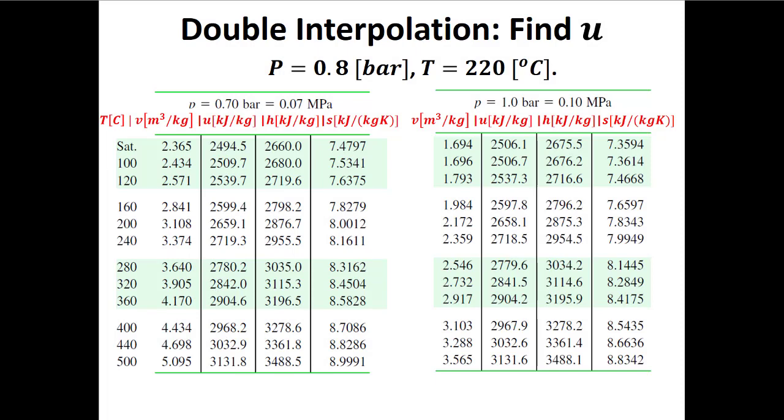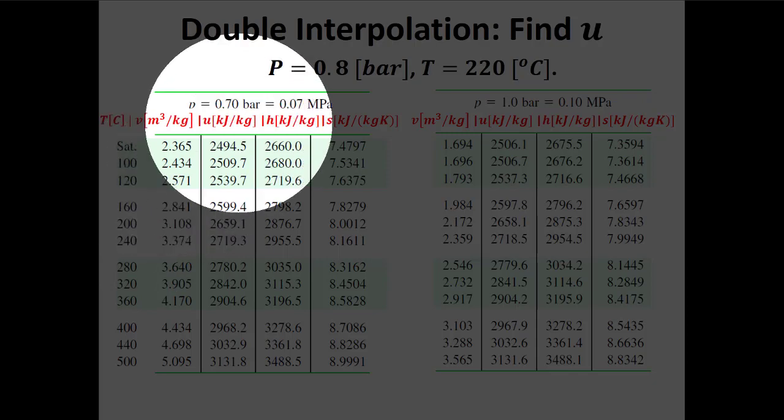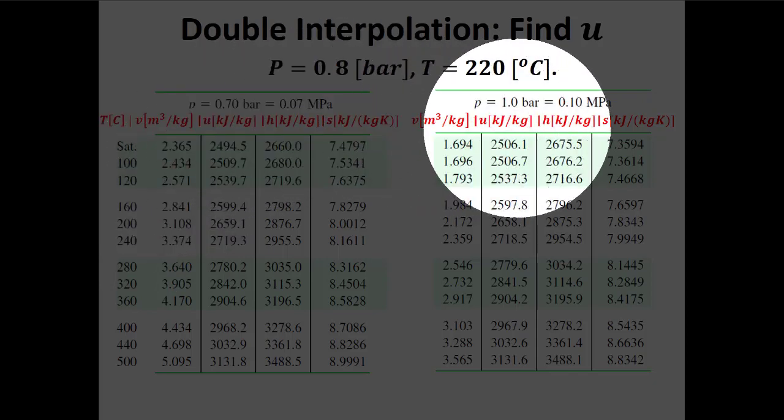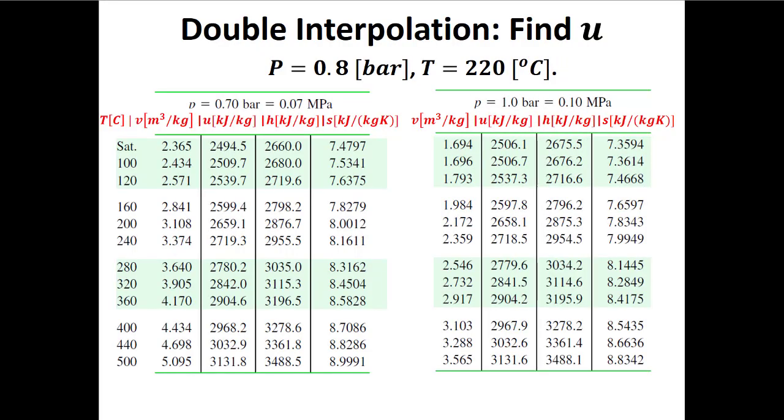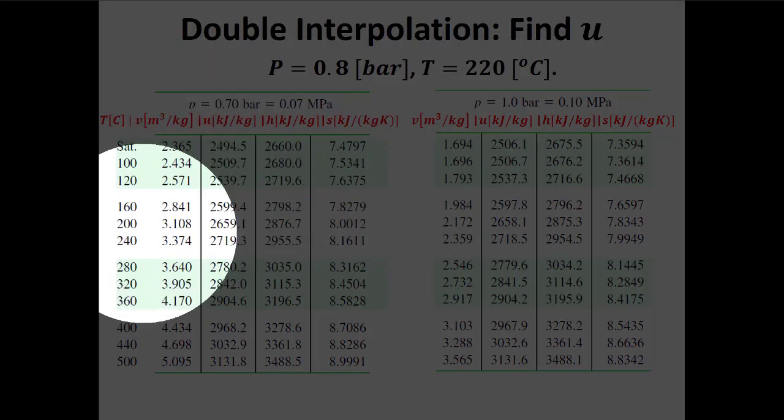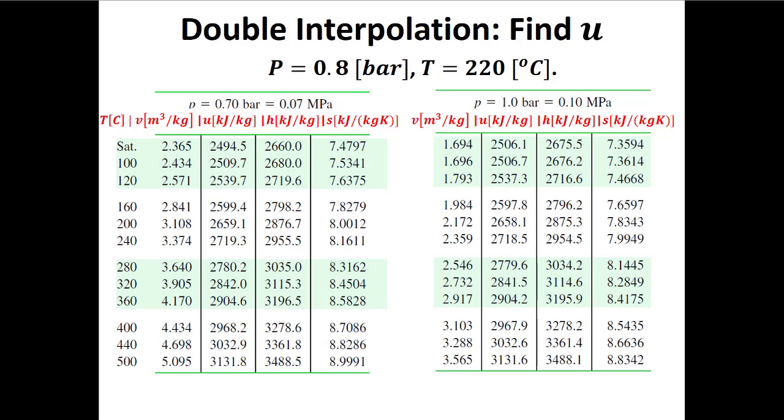So this is what we call double interpolation, because to find the right answer, we're going to have to interpolate with pressure and we're going to have to interpolate with temperature. It's almost like I have to make a little part of a new table that's in between this table for 0.7 bar and this table for 1 bar. So I'll duplicate these two rows at 200 and 240, and then I'll interpolate in between those 2 points using the temperature that I know.